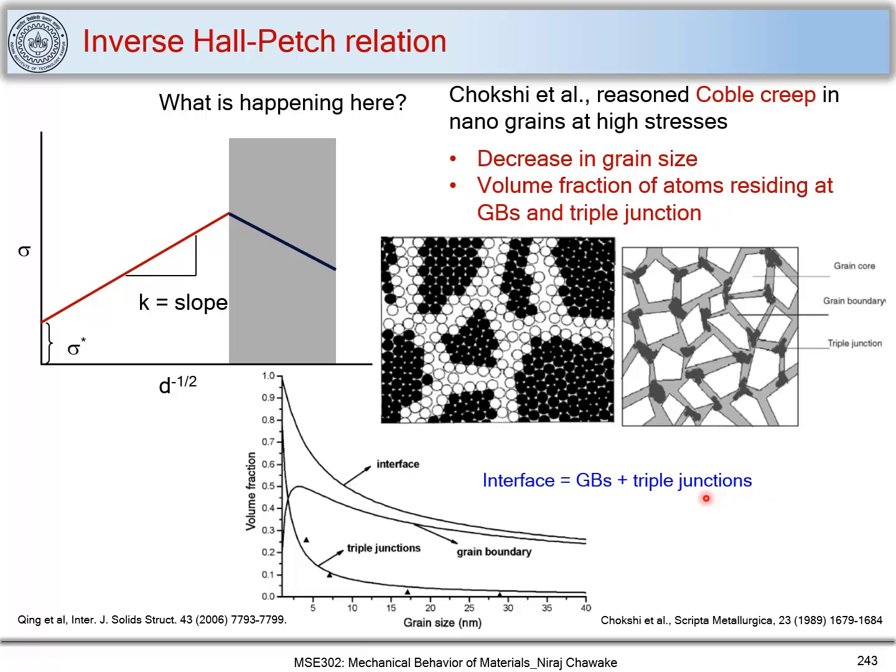Thus you can say that when I decrease the grain size beyond a certain value, the interface increases, the atoms residing at these boundaries increase, and they can diffuse at higher stresses along these grain boundaries. And thus there is a decrease in strength. This kind of phenomenon is called inverse Hall-Petch.